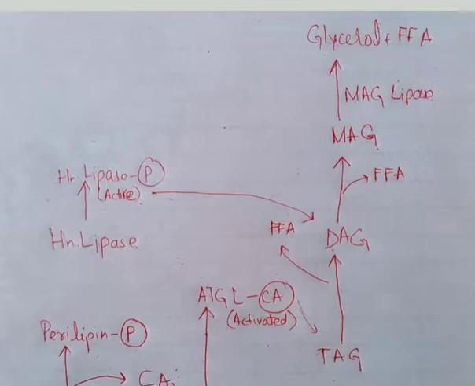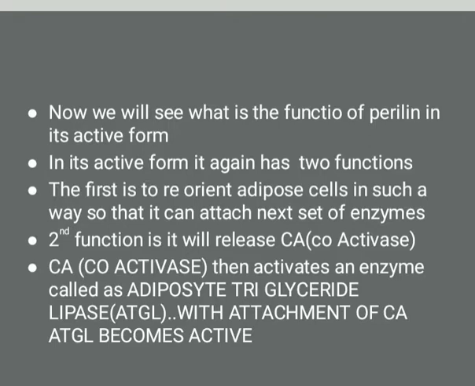Next, the perilipin phosphate then helps convert the triglyceride, known as fats, into fatty acid and glycerol. But how? Now we will see the function of perilipin and how it converts the triglyceride into fatty acid and glycerol. In its active form, it again has two functions. The first is to reorient the adipose tissue, and the second is to release CA, which activates an enzyme called adipocyte triglyceride lipase, known as ATGL.